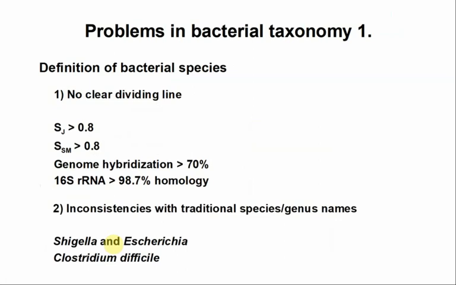Sometimes you have inconsistencies with traditional species genus names. So Shigella and Escherichia, these should be two different genera, right? But in fact, they're very, very similar. Basically, they're the same species here.